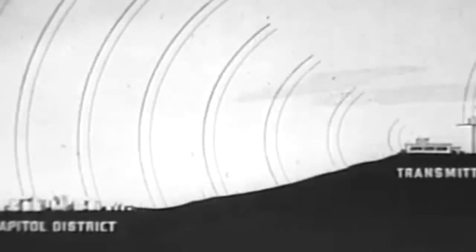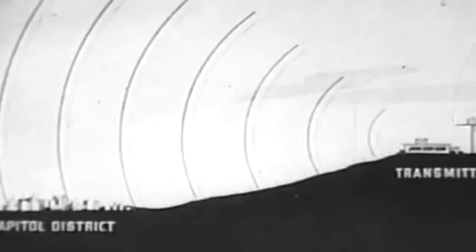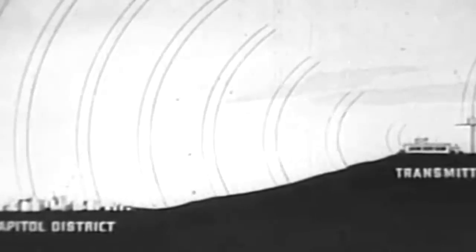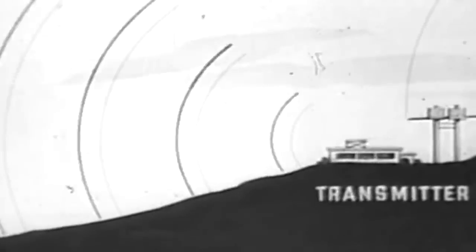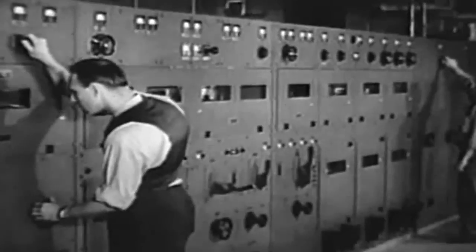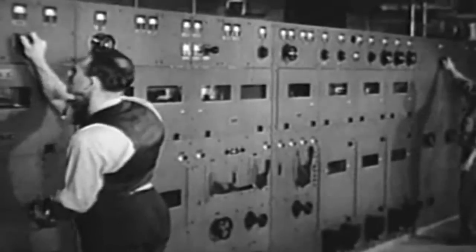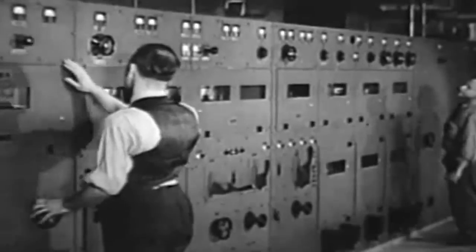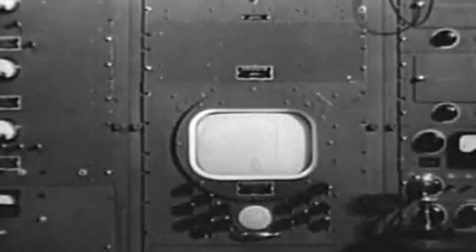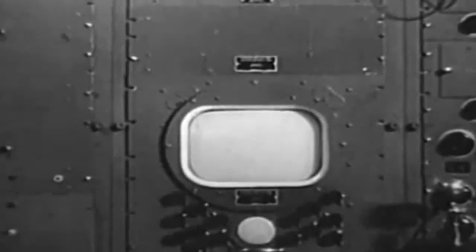At the transmitter, they are given greater power and rebroadcast all over the Capital District, completing the network, the first television network in history. It is here in the transmitter, while final checkups are being made, that all programs, from New York or otherwise, are at last released to the various television home receivers in and around the district. If you've never seen a television screen in the raw, this is what it looks like.